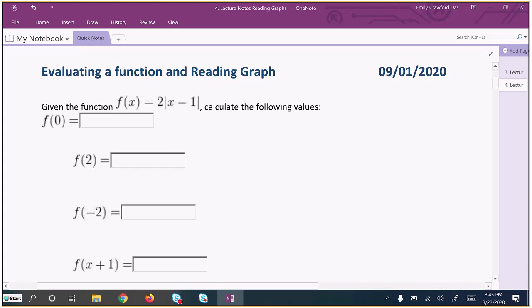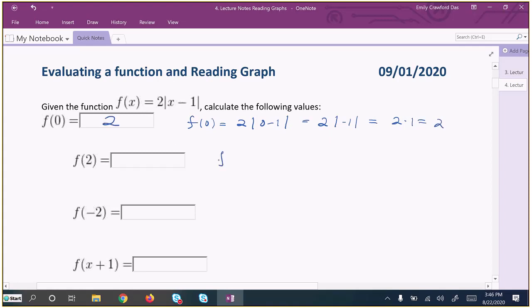So if we want to calculate the following values, like f of 0, that just means replace x by 0 on the right side. So f of 0 is 2 times absolute value of 0 minus 1, which is 2 times absolute value of minus 1. Absolute value just gives us back the positive part of the number, so this is 2 times 1, which is 2. So I would say f of 0 is 2.